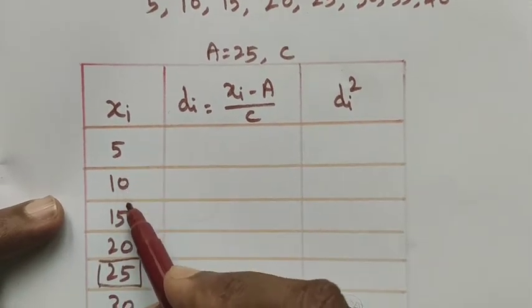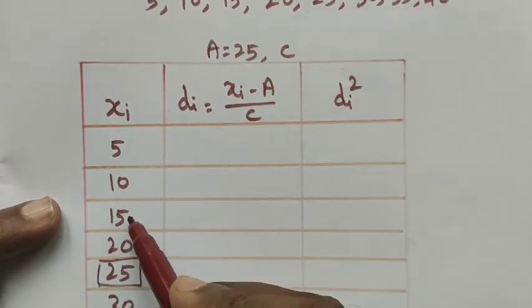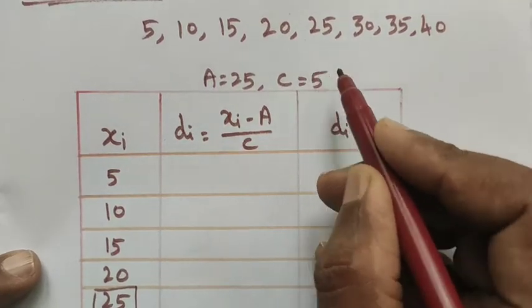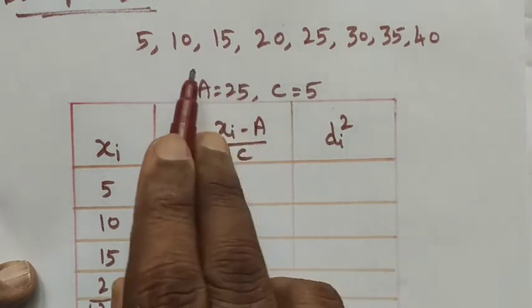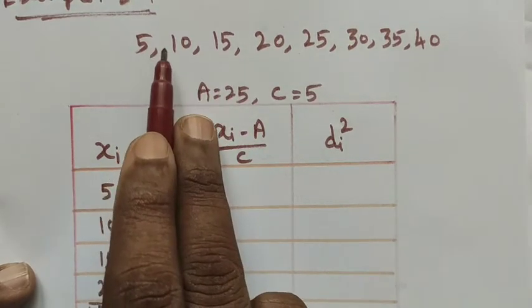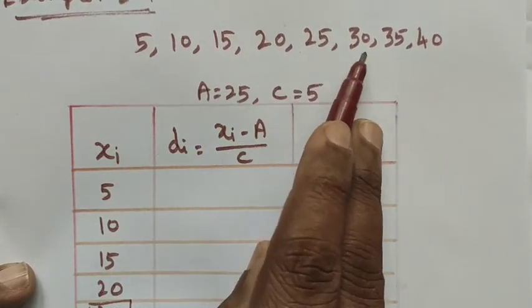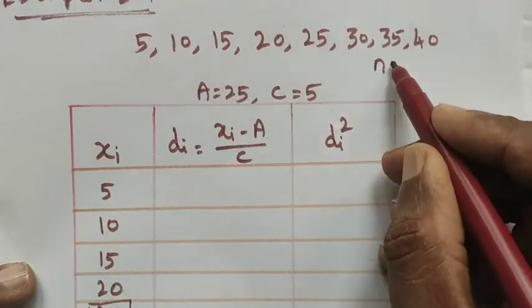And then the common value C. See the difference of each number. We have 5, 10, 15, so we have 5 as the common difference. So we take 5 as the common difference. And then how many data are given? See, 1, 2, 3, 4, 5, 6, 7, 8. So N is equal to 8.